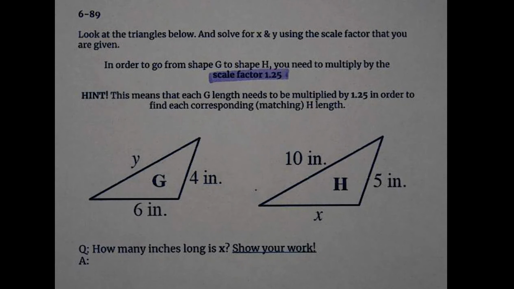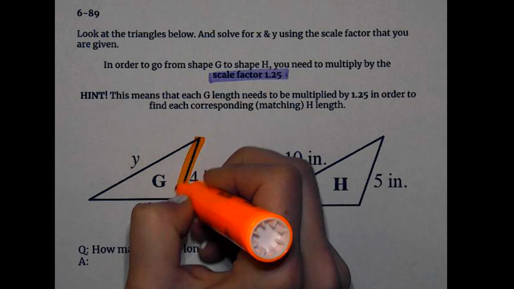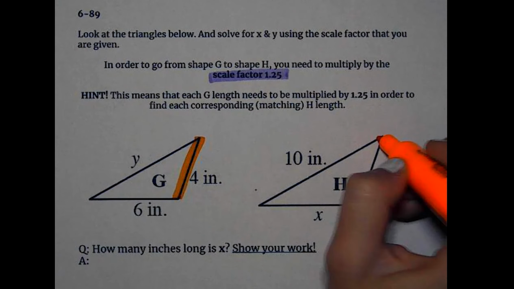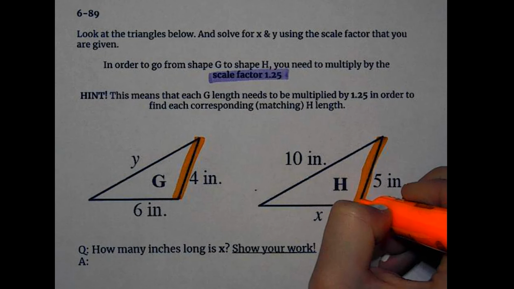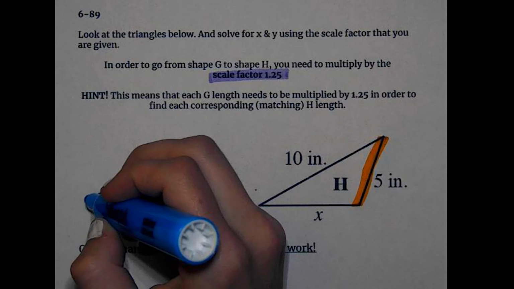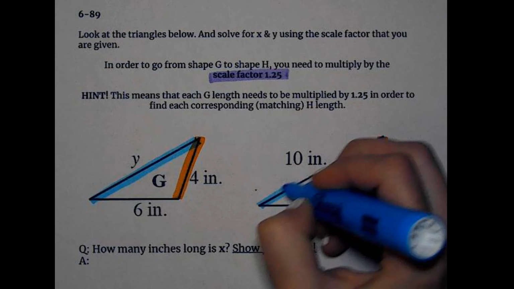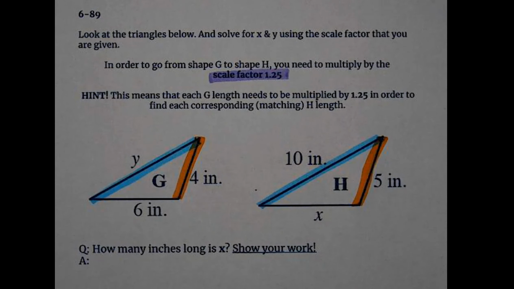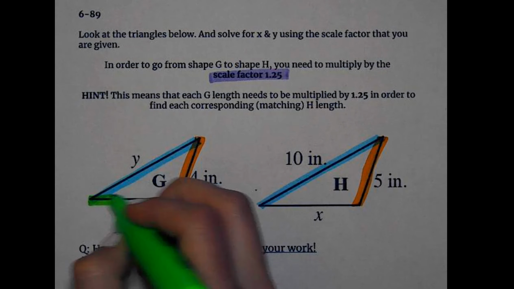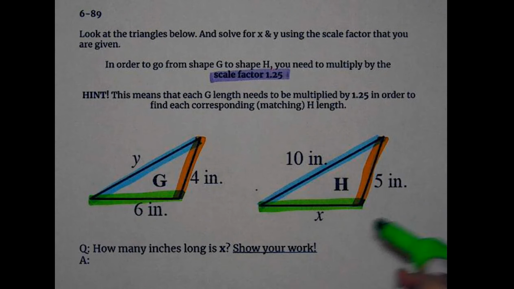So just like we have done in the past, we are going to highlight our corresponding sides. This 4 inches right here has a corresponding side over here for the 5 inches. This side right here has a corresponding side right here. And lastly, this side, this base, corresponds with the base over here.